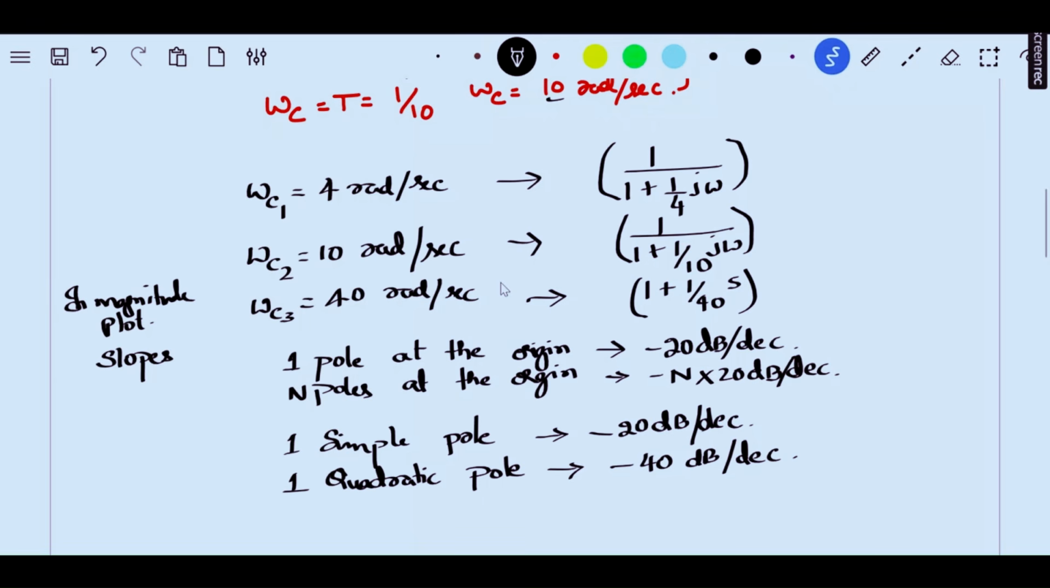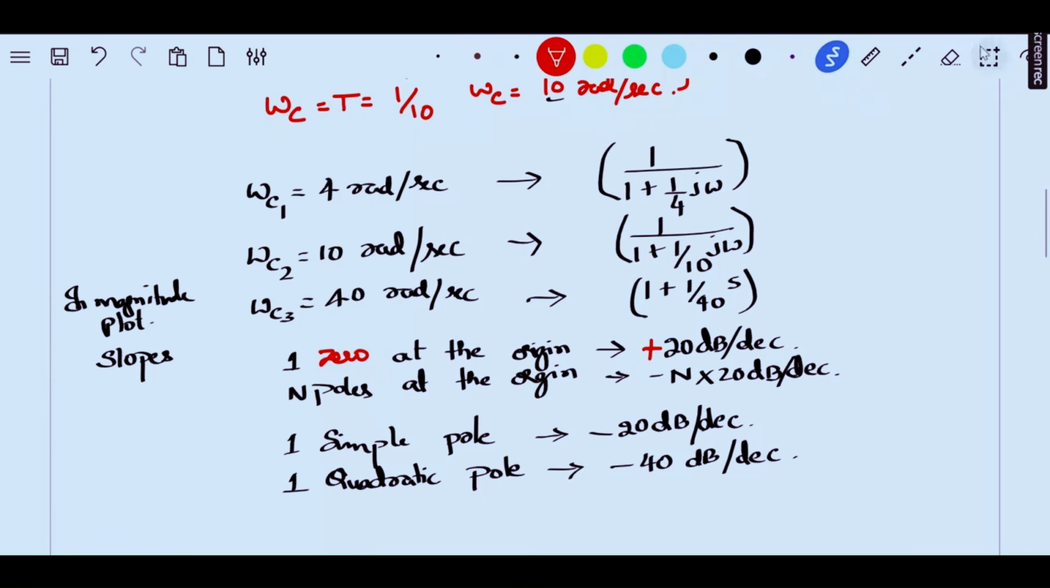Now in the question you need not have only poles. You might have zeros also. We all know in G(s) into H(s), the numerator is always zeros and the denominator is always considered to be poles. If you have one zero at the origin, then the slope it offers is plus 20 dB per decade. The poles will offer minus 20 dB, whereas a zero will offer plus 20 dB per decade.